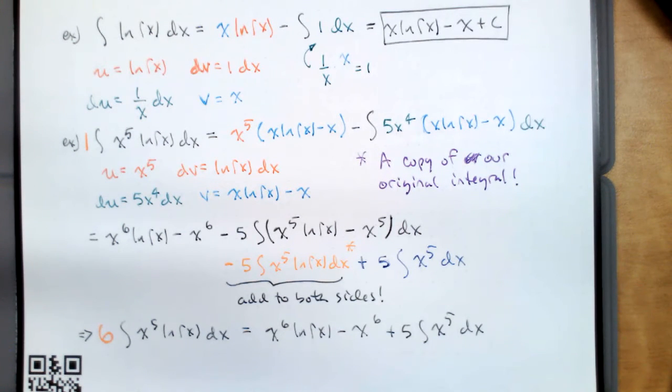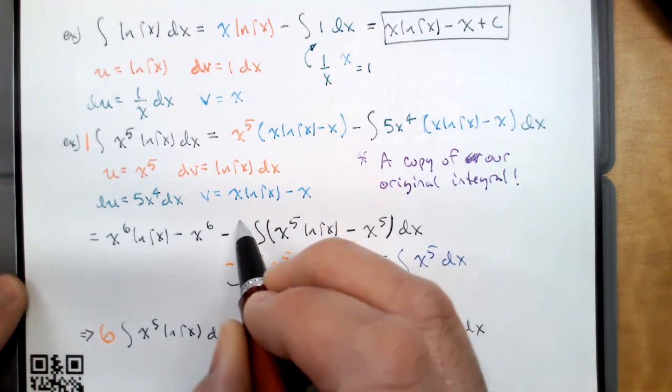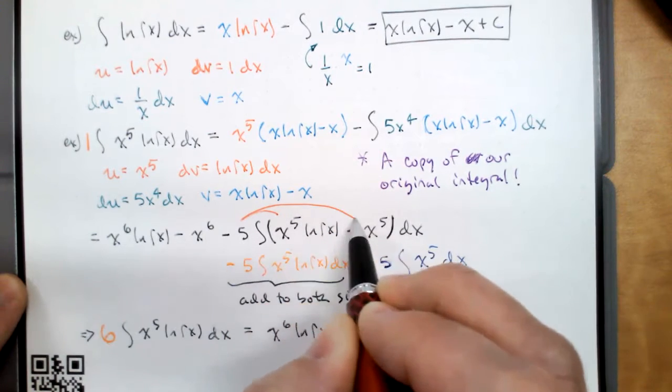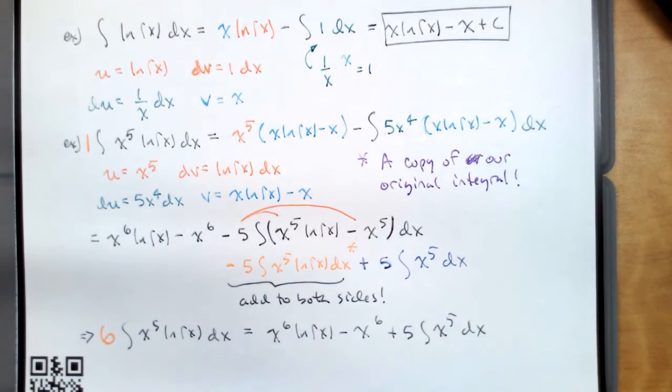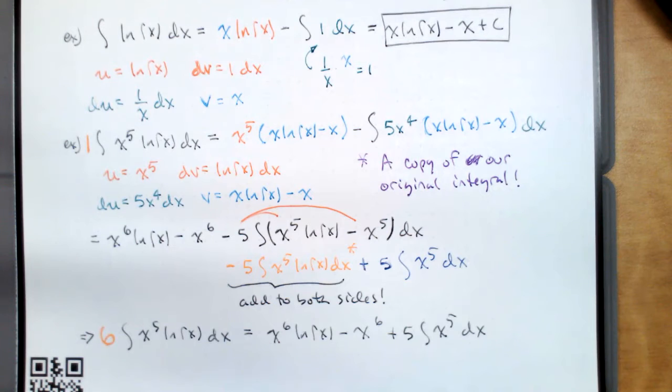Any questions? So that's from separating these terms, x to the 5th ln x minus x to the 5th, right? Those are 2 terms. And I just multiplied through by negative 5. So that's why it's negative 5 integral x to the 5th ln x dx. And then the negative 5 got distributed to the minus x to the 5th. So we use the distributive property. So the negative times the negative became positive, and it's 5 integrals of x to the 5th.